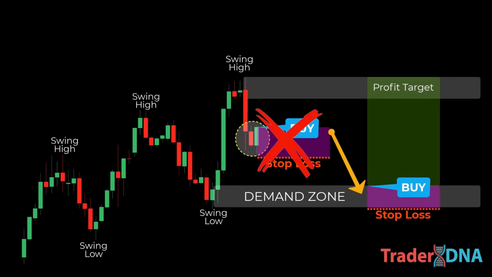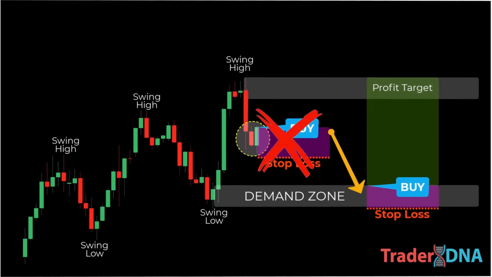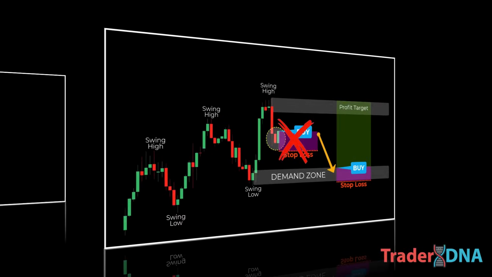So remember, smart money doesn't chase price. It hunts for liquidity, waits for stop losses to be swept, and only then enters the market. That's how they stay ahead, and it's how we should trade too.